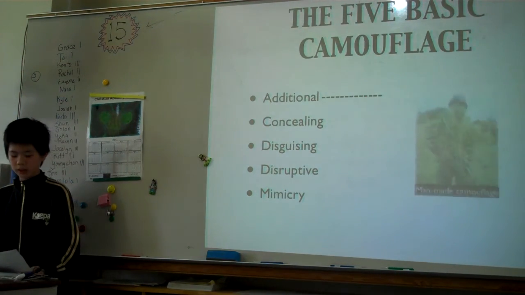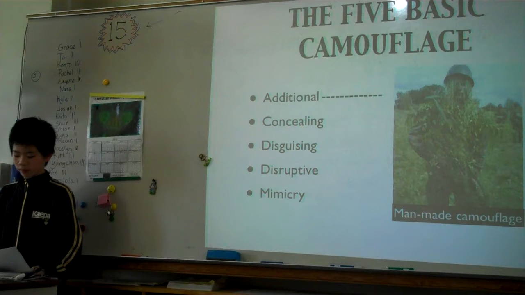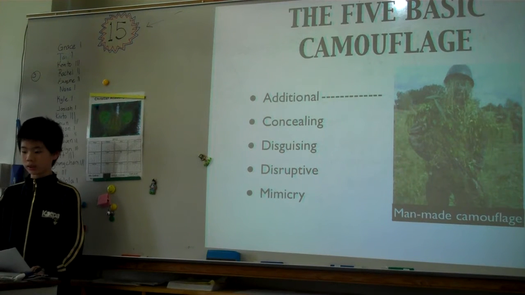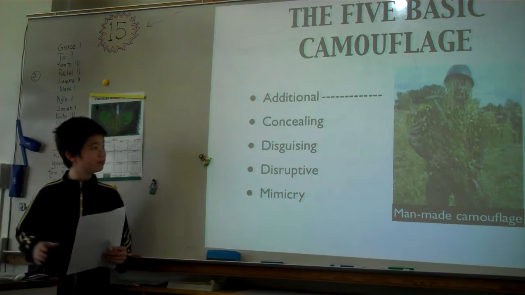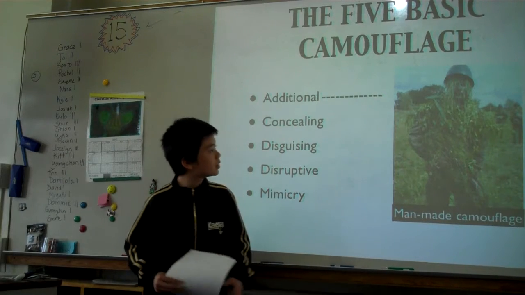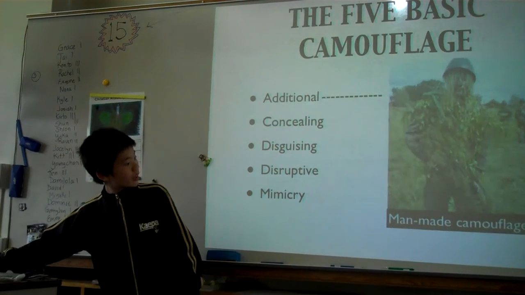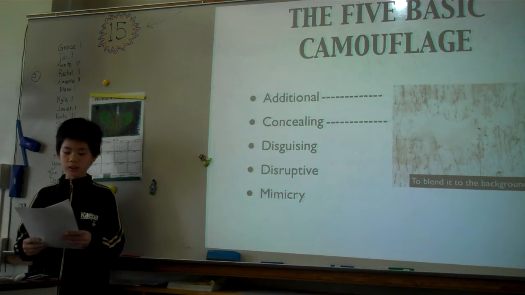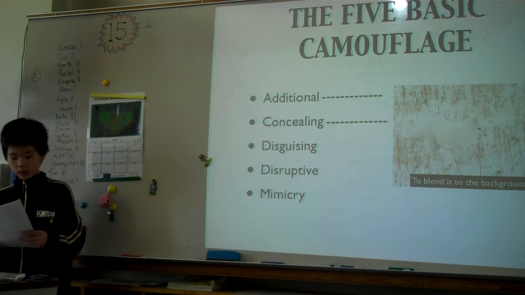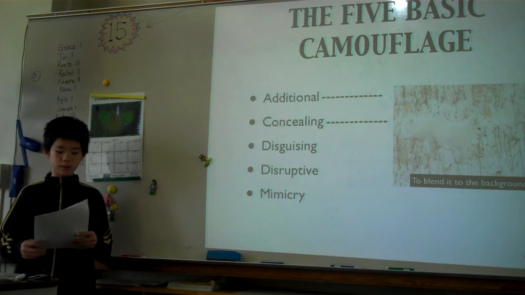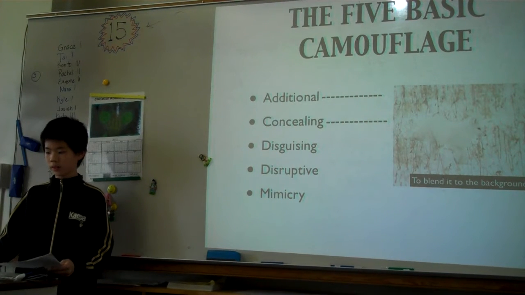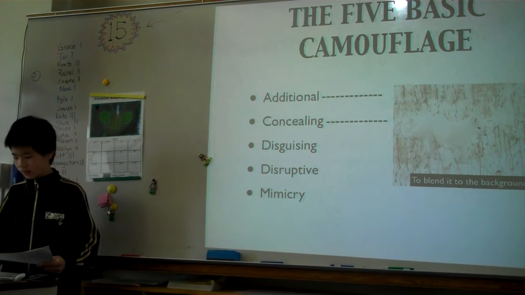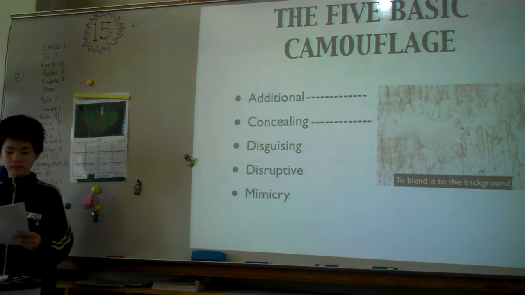To start, you need to know that there are five basic kinds of camouflage. The first one is additional camouflage. Additional camouflage is man-made camouflage, like this man is camouflaged, and he's working. The second one is concealing camouflage. Concealing camouflage means to camouflage by blending in with the background, like this Arctic fox.